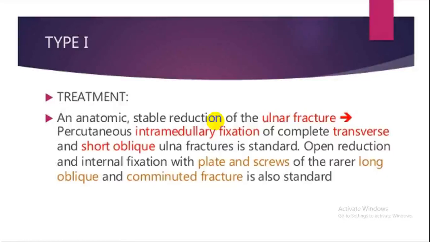These are easy fractures to manage, but if neglected or not diagnosed, they will lead to a great problem. So proper management is mandatory. In cases of complete transverse fracture or short oblique fracture, a percutaneous intramedullary wire through the ulna and reduction of the radial head is enough. In cases of long oblique or comminuted fracture, pinning is not enough and we need internal fixation.